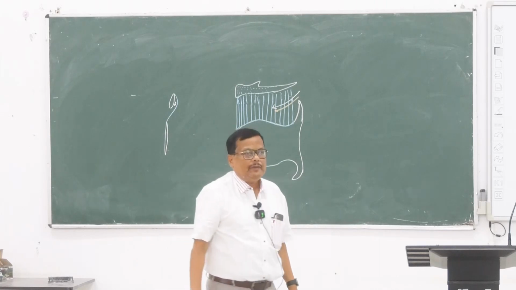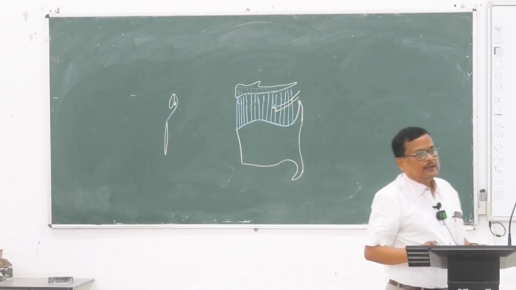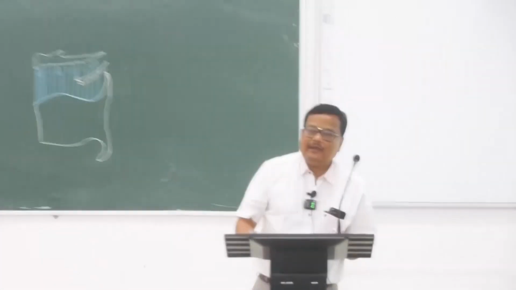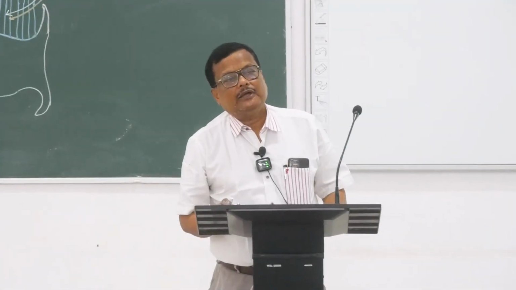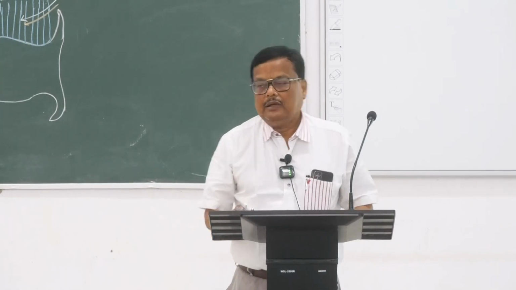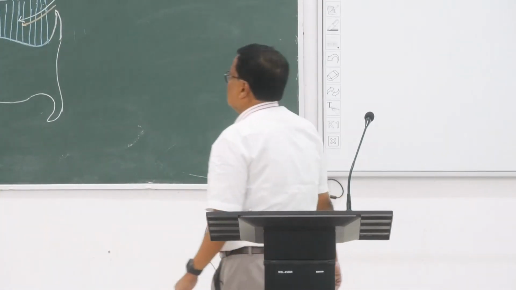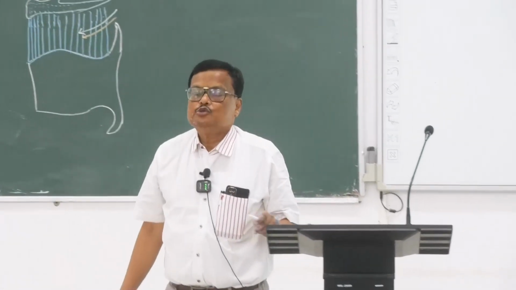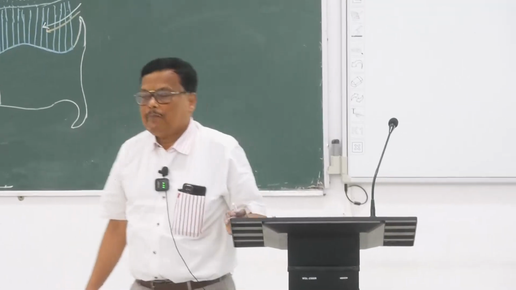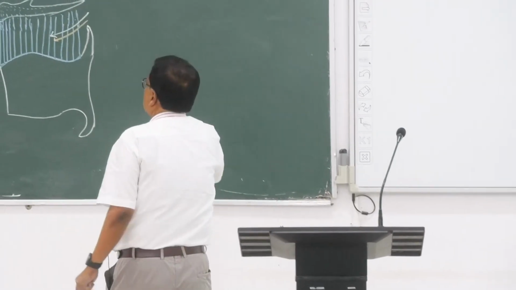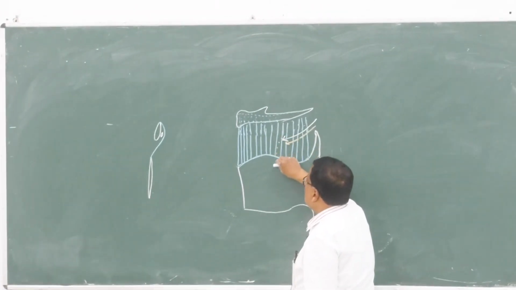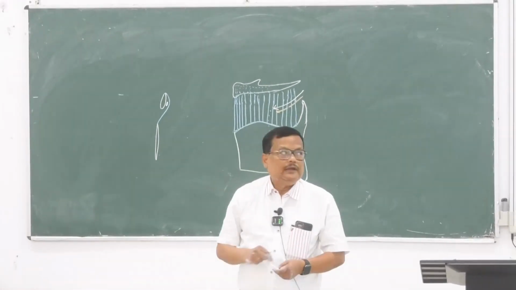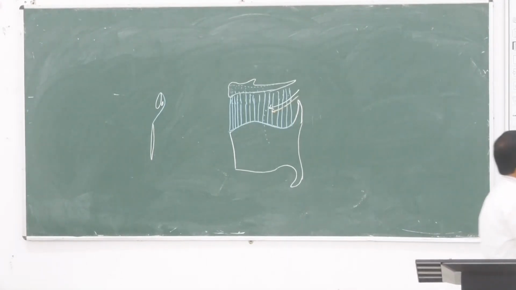So the thyrohyoid membrane is pierced by the internal laryngeal nerve, which is a branch of the superior laryngeal nerve, which is a branch of the vagus nerve, the 10th cranial nerve, and the superior laryngeal artery, which is a branch of the superior thyroid artery, through which the internal laryngeal nerve, by piercing the thyrohyoid membrane, enters the inside of the larynx. Okay. Next, the lower border.